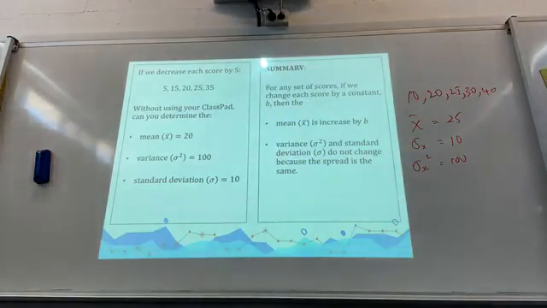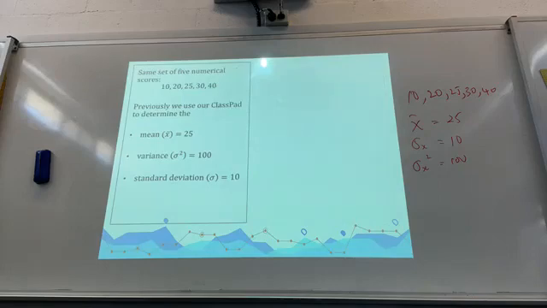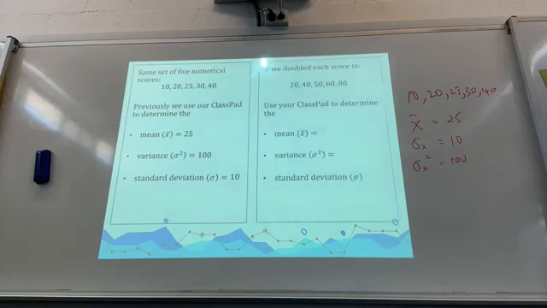Now, we're going to look at the next bit. Same thing. This time, I'm going to double each score. Mean will double as well. Do it. Use your class pad. And have a look at what happened to the variance and what happened to the standard deviation. Double as well, yeah?